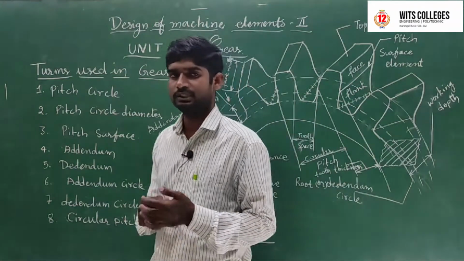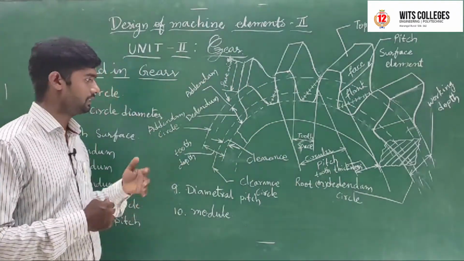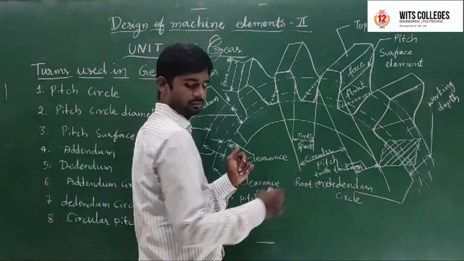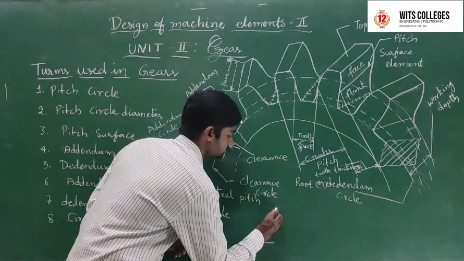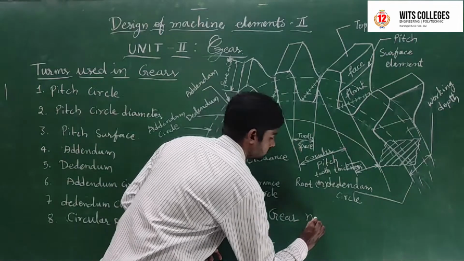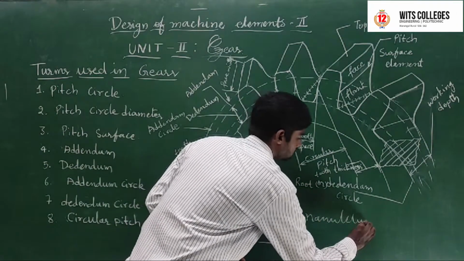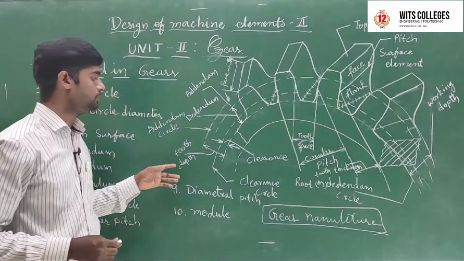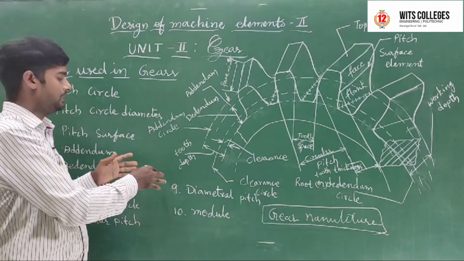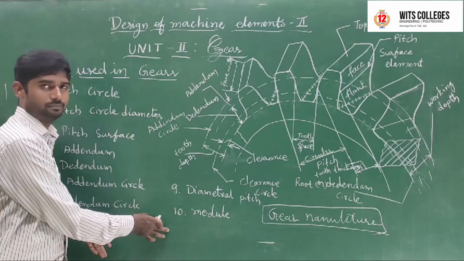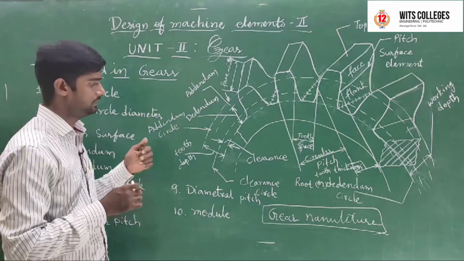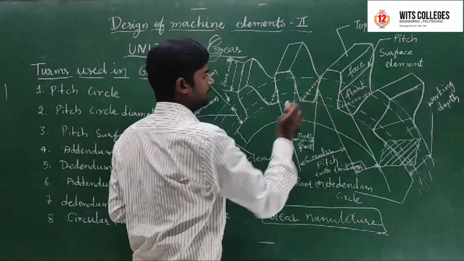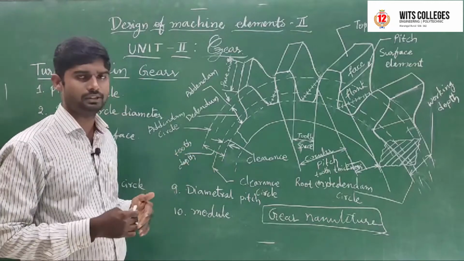Let's see these important terms. This is the total gear nomenclature. In this gear nomenclature, we are using some terms. These 10 are some important terms, though we have so many. See here, this is a gear with teeth 1, 2, 3, 4. In this gear there are so many terms we use.